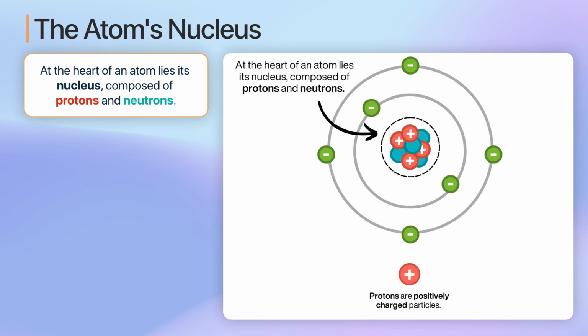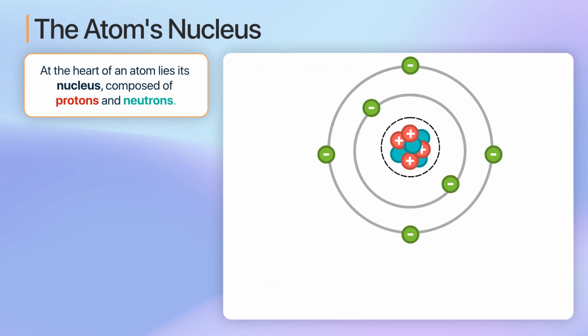Protons are positively charged particles, while neutrons have no charge. You might remember that charges repel each other, which means the positively charged protons within the nucleus are constantly pushing away from one another. This repulsion is quite strong, and without some counteracting force, it would cause the nucleus to fly apart. So what keeps these protons tightly packed together?